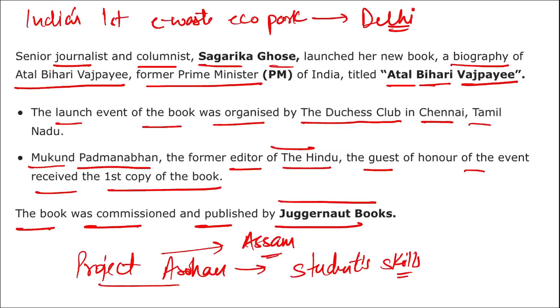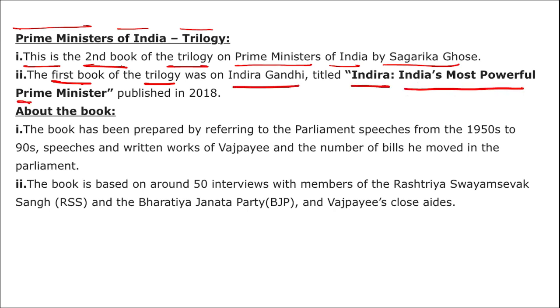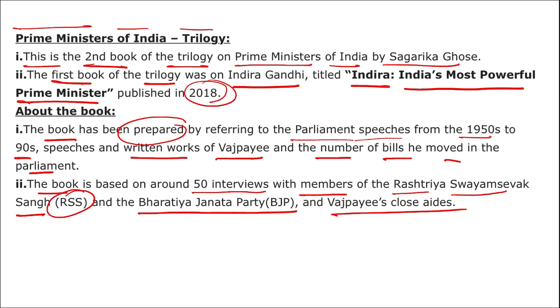Next, regarding this, we'll be discussing the Prime Ministers of India Trilogy. This is the second book of the Trilogy of Prime Ministers of India by Sagarika Ghosh. The first book of the Trilogy was on Indira Gandhi, titled Indira: India's Most Powerful Prime Minister, published in 2018. This book has been prepared by referring to parliament speeches from the 1950s to 1990s, the speeches and written works of Vajpayee, and the bills he moved in parliament. The book is based on around 50 interviews with members of the Rashtriya Swayamsevak Sangh, the RSS, the Bharatiya Janata Party, and Vajpayee's close aides.